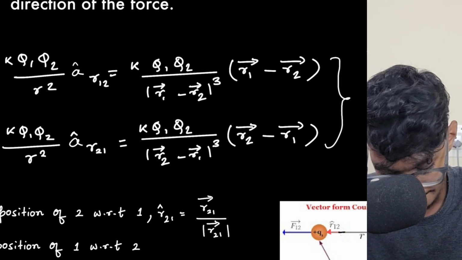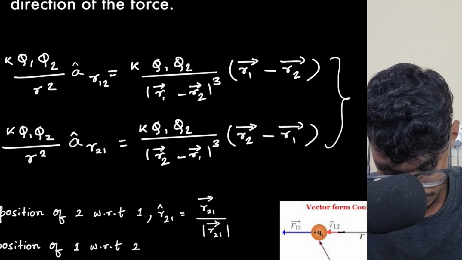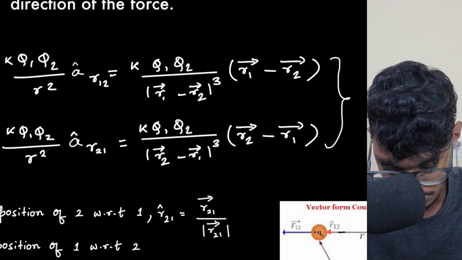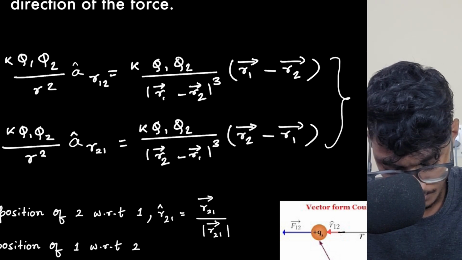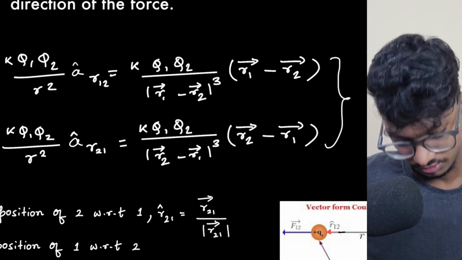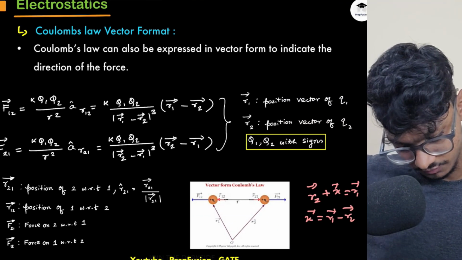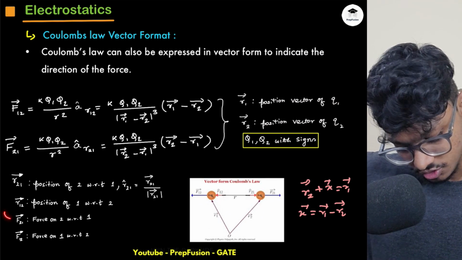Just hold on a second. One thing I have to do: this will be R1 minus R2. Yes, this magnitude, this is correct, cube. Yeah, the magnitude of this particular component. Okay, so I hope you understood this point.